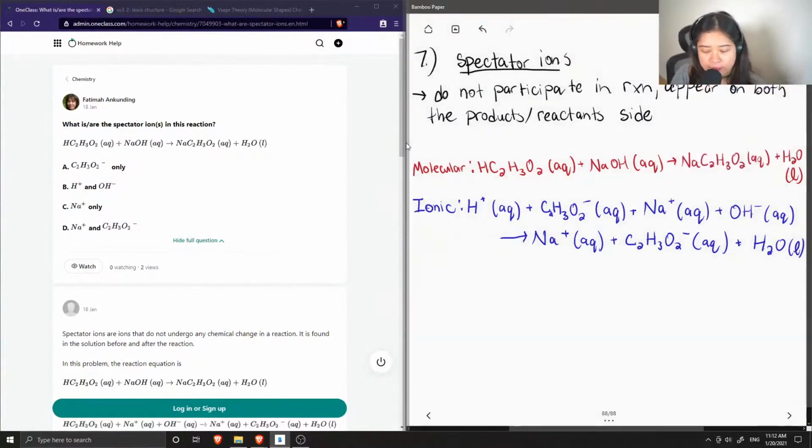Okay, so after we write down the full ionic equation, we now want to write out our net ionic equation. This is when we cancel out the spectator ions that appear on both the products and the reactant side. So in this case, we can cross out the acetate ion and the sodium ion, which leaves us with our net ionic equation, which is H plus aqueous plus OH minus aqueous produces H2O liquid.